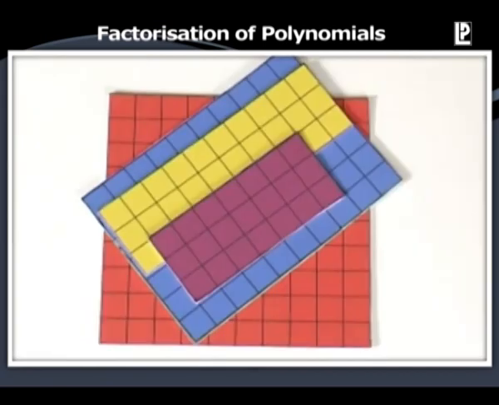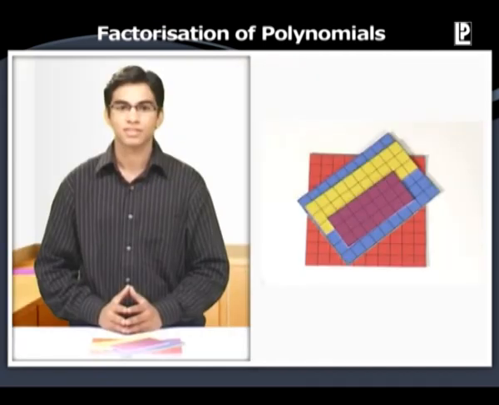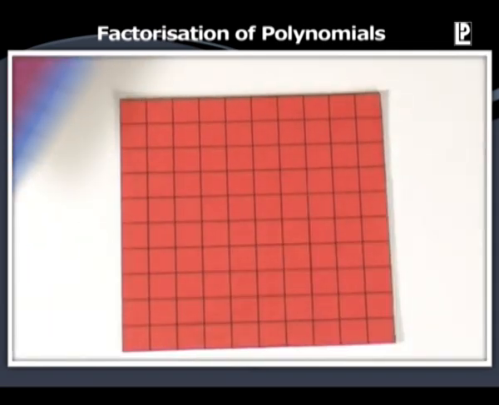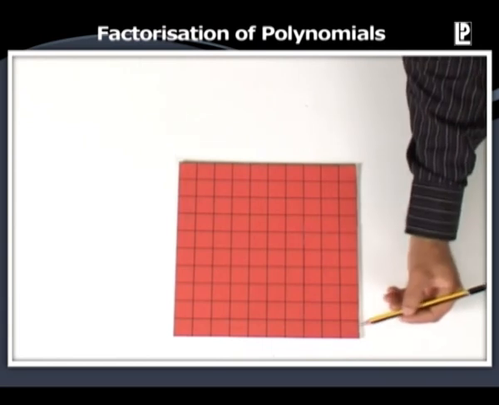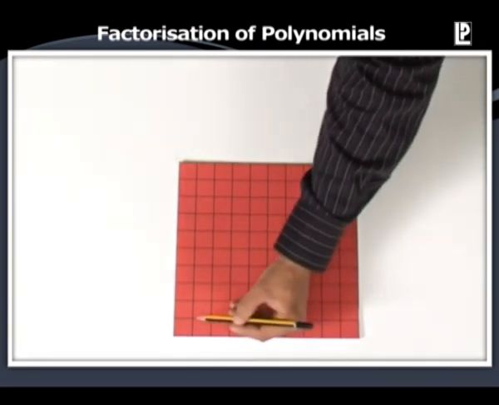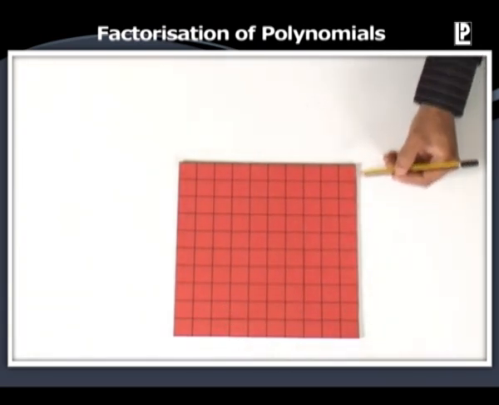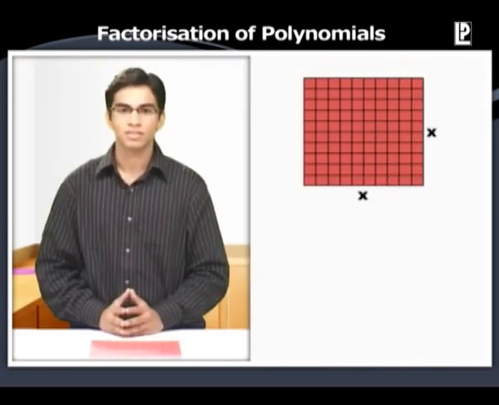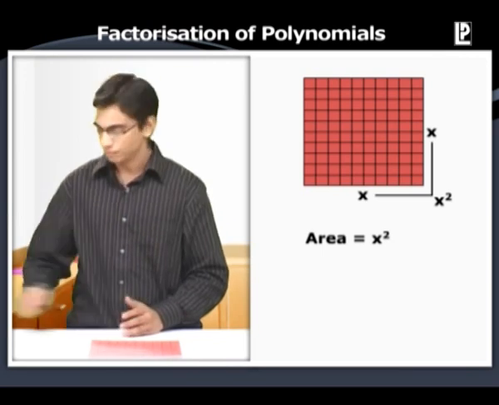We will use 4 grids to verify the concept, that is, a grid for each term in the expression. This red grid here has 10 squares on each side. Let's represent the side with 10 squares as x. Hence, the area of this square grid is equal to x square.